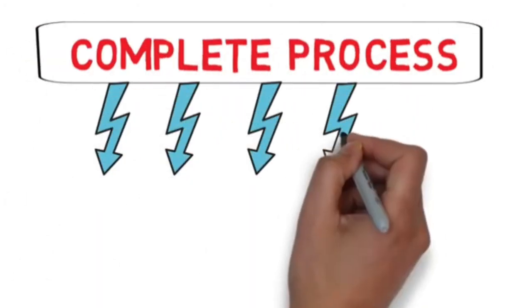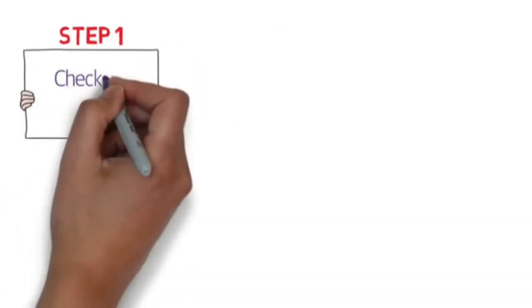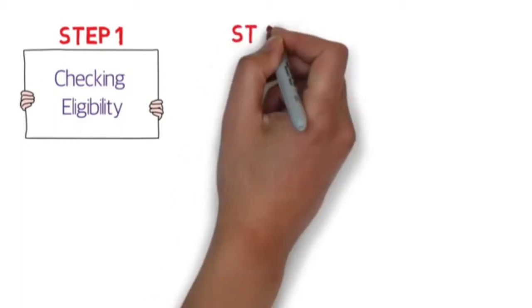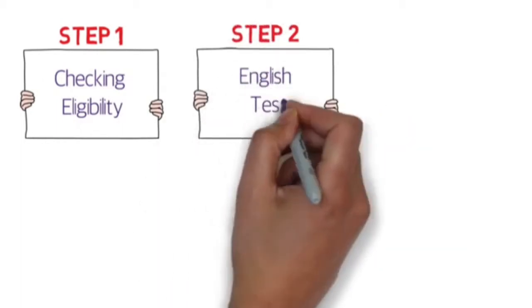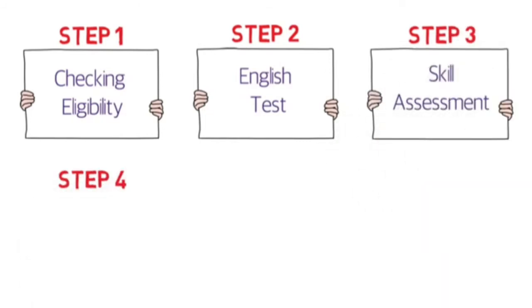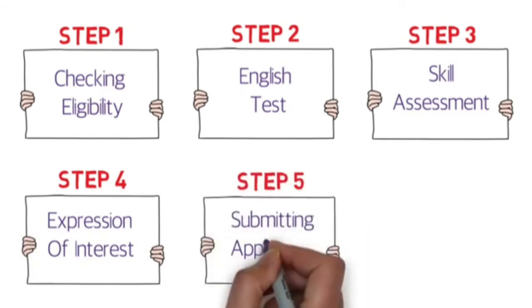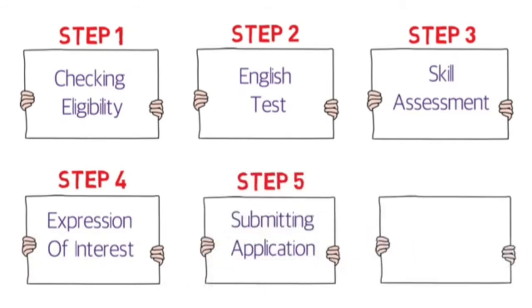Now let me tell you that I've divided the complete process into 5 simple steps. Let me list out all those steps for you and then I'll discuss them in detail. The first step is checking eligibility, if you're eligible or not. The second step is the English test. The third step is skill assessment. The fourth step is expression of interest, and the last step is submitting your application. After that, you'll be given the PR grant and we will talk in detail about it as well.